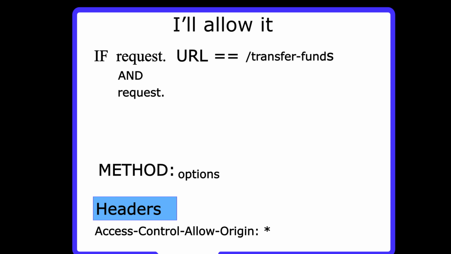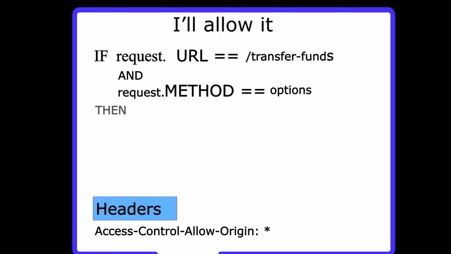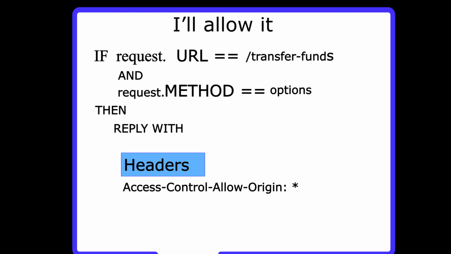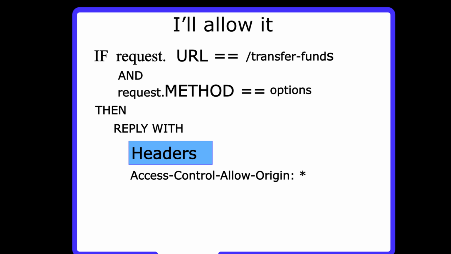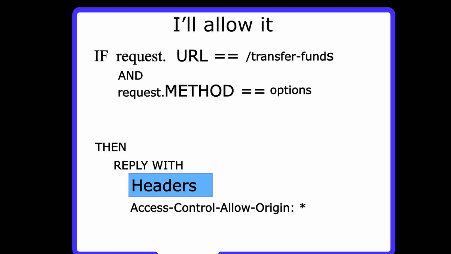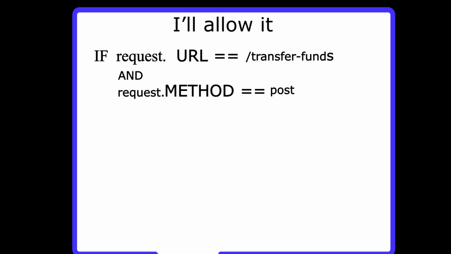If request URL equals transfer funds and the request method is OPTIONS, then respond with the CORS policy, but don't transfer the funds. If the request URL equals transfer funds and the request method is POST, then transfer the funds. If the second part of the condition is omitted, funds will be transferred even when the browser is only checking if the request is allowed. This can easily be fixed with a new release of the server app once the error is found.